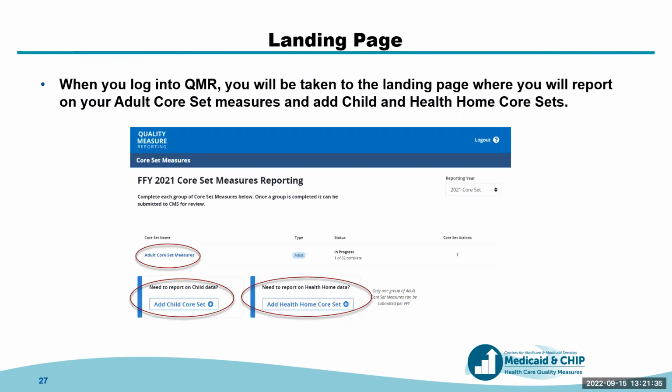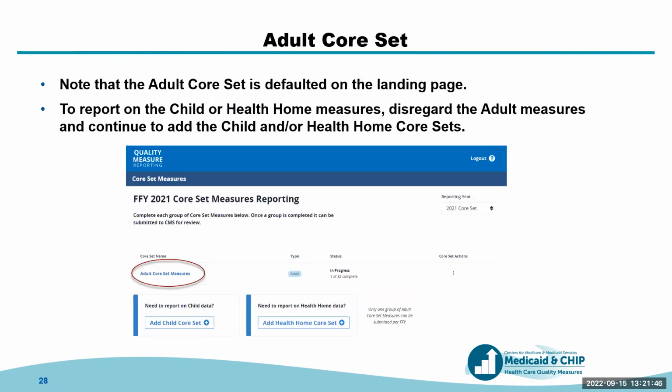When you log into QMR, you will be taken to a landing page where you will report on your adult core set measures and add child and health home core sets. Next slide, please. Note that the adult core set is defaulted on the landing page. To report on the child or health home measures, move past the adult measures and continue to add a child and or health home core set. Next slide, please.